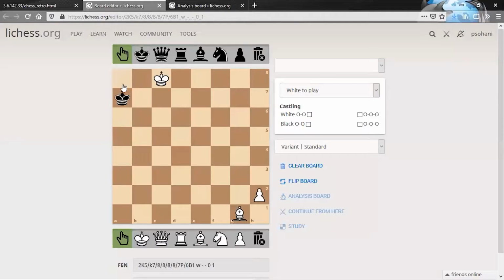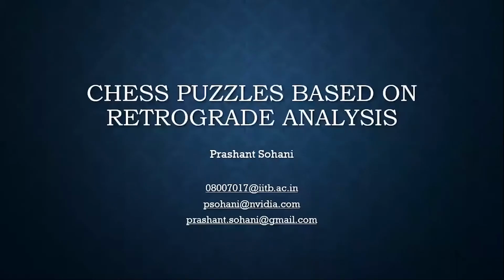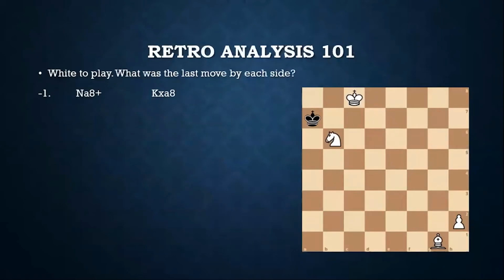This corner, and then the black king captured it. And so it doesn't take much to figure out that the only possibility which could allow this to happen is this. So basically the white knight was here and was blocking this diagonal, and then white played this move, which allowed the black king to capture.